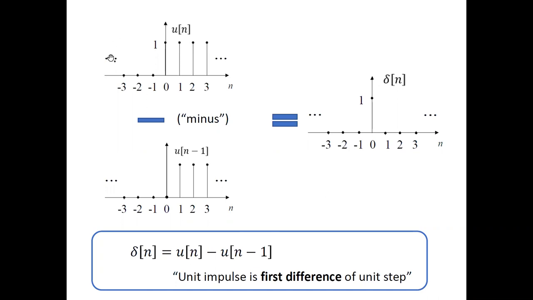For u[n], we plot the standard shape here. u[n-1], as we learned from the last lecture, is just a shift of u[n] on the time axis to the right by one unit. So this is a shift by one unit. Then we take the difference of these two, so this is a minus sign. Everything on the left is 0 minus 0, which is 0. Everything on the right is 1 minus 1, which is also 0. The only thing special occurs at n equals 0, where we have 1 minus 0, which is 1. So it is 0 everywhere, and 1 only at n equals 0. This is the discrete time unit impulse signal, which explains delta[n] equals u[n] minus u[n-1] intuitively.